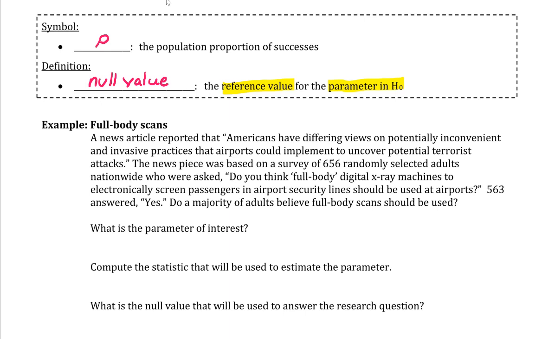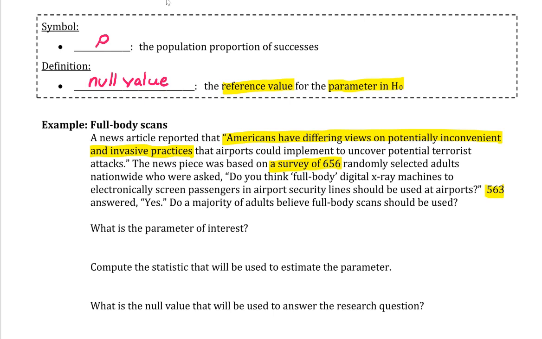Let's look at an example. A news article reported that Americans have differing views on potentially inconvenient and invasive practices that airports could implement to uncover potential terrorist attacks. The news piece was based on a survey of 656 randomly selected adults nationwide who were asked, "Do you think full-body digital X-ray machines to electronically screen passengers in airport security lines should be used at airports?" 563 answered yes. Do a majority of adults believe full-body scans should be used?